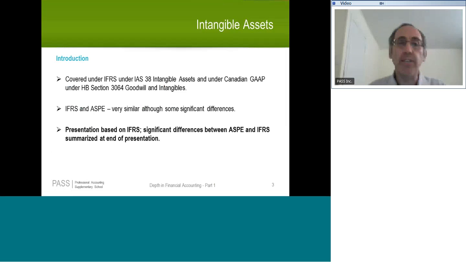Intangible assets. Let's start with an introduction. This topic is covered under IFRS, under IAS 38, Intangible Assets. It's covered under Canadian GAAP, or what we call ASPE, under Handbook Section 3064, Goodwill and Intangibles. Now, IFRS and ASPE are very similar when it comes to this topic, but there are some significant differences you need to be aware of.